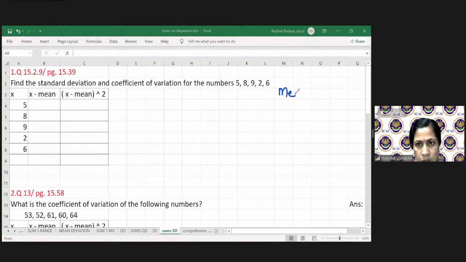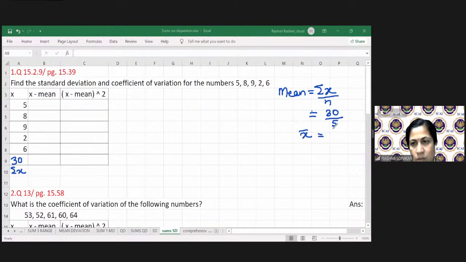Mean is equal to how much? Simply summation x upon n. These numbers, when you add them, how much did it come? 30. 30 is summation x. So how much is my mean? Mean is equal to 30 upon n. How much is n? 1 2 3 4 5. So my mean, that is x bar, is equal to 6.